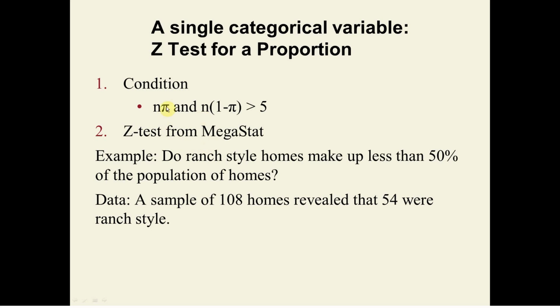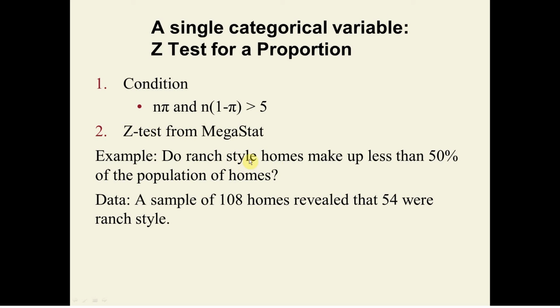Okay, so if we say that the population proportion that we're speculating, or hypothesis, is pi, then the number of things in that population in that category that we're interested in would be n. Pi would be the population proportion that we're speculating for that category. Now there's a condition, just like instead of normally distributed: the number of things in the category that I'm interested in times the hypothesized population proportion, and n times 1 minus that, must be greater than 5. So we have to have at least 5 for each of those. It's a pretty mild condition. Then we would use the z-test from Megastat.